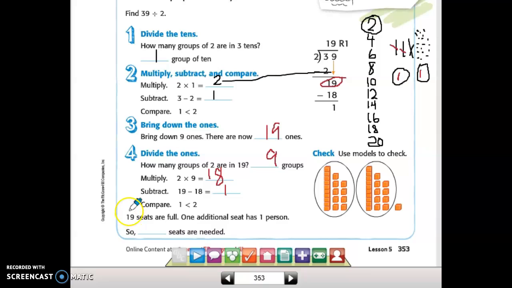So since there are 19 full seats and we've got this person that's left over, he still needs a seat on the ride in this problem, so we can't just drop him. Can't say, oh, you're not on the ride. No, there are 19 seats full and 1 additional seat for the leftover person, so 20 seats are needed. Now that's tricky because you want to say 19 remainder 1 or 19 and 1/2, but there's not a half a seat, and we can't leave this person behind. So 20 seats are needed.